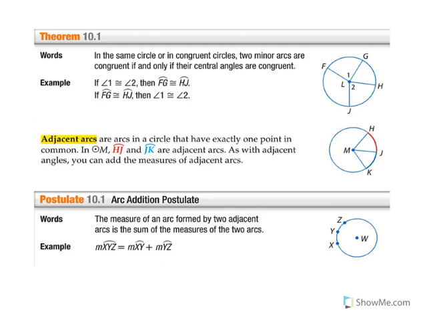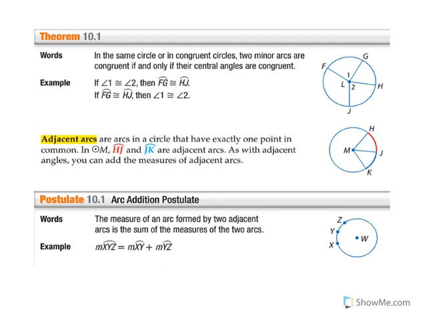Okay? Theorem 10.1 says, in the same circle, or in congruent circles, two minor arcs are congruent if and only if their central angles are congruent. So two minor arcs are congruent if and only if their central angles are congruent. So my question here is, what is an arc?